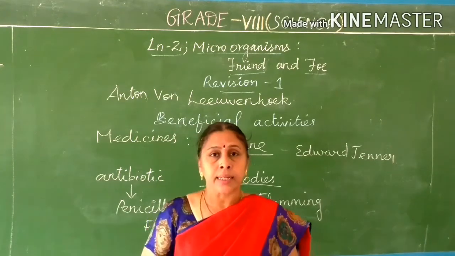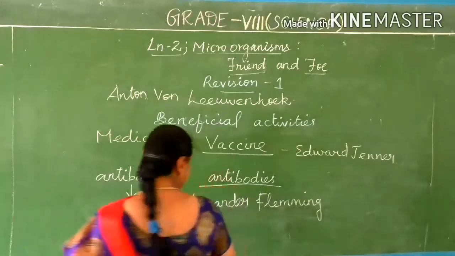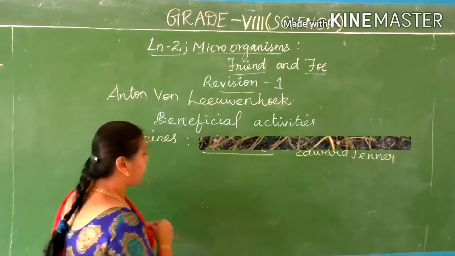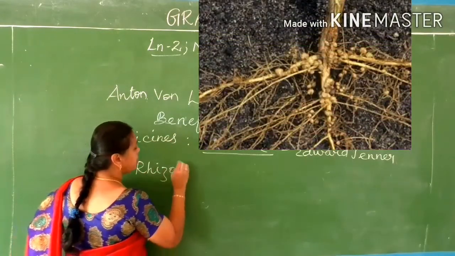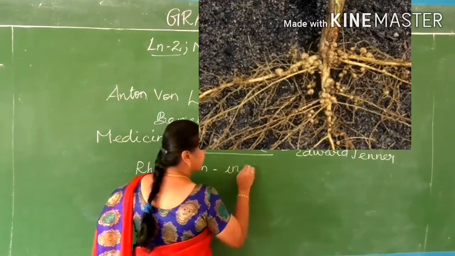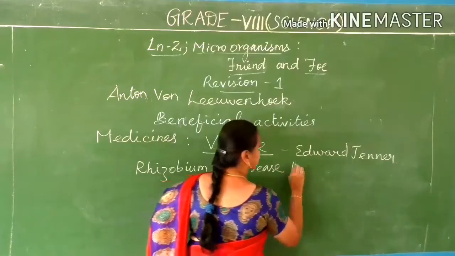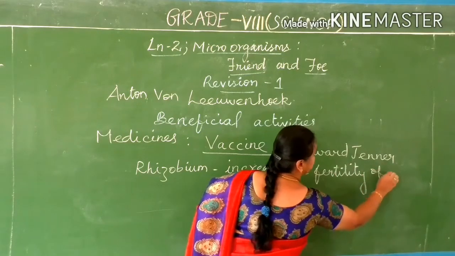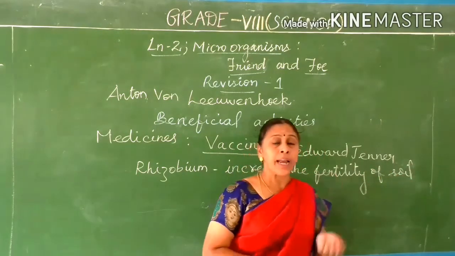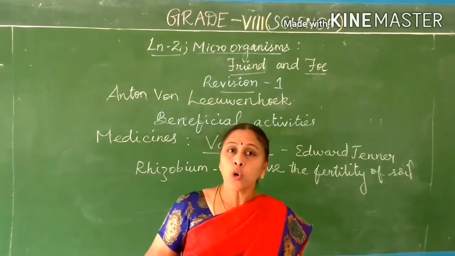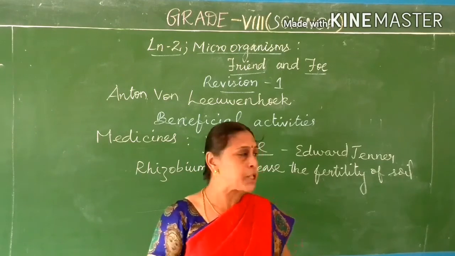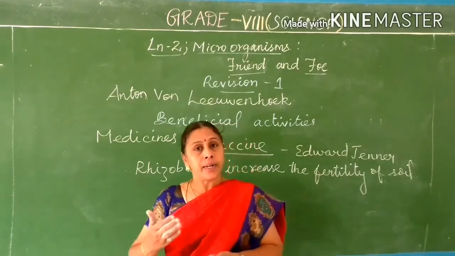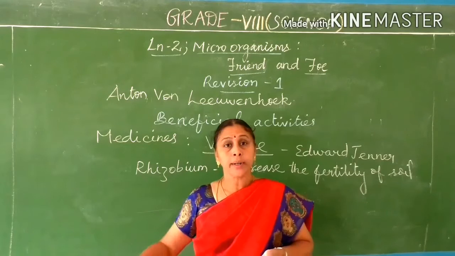Next. Not only this, microorganisms help to increase the fertility of the soil. You know about the rhizobium bacteria. That also helps to increase the fertility of the soil. This rhizobium bacteria is found in the roots of the leguminous plants. It absorbs the atmospheric nitrogen and converts that nitrogen into a useful form for the plants.